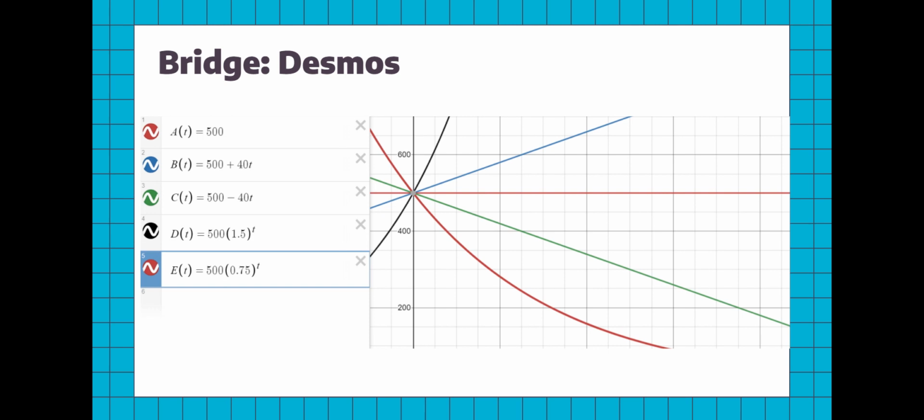Hopefully you talked about how B has a constant rate of change where it's increasing by 40. C has a constant rate of change where it's decreasing by 40. D instead has a growth factor of 1.5, so it would be increasing. And then E has a decay factor of 0.75, so it would be decreasing.